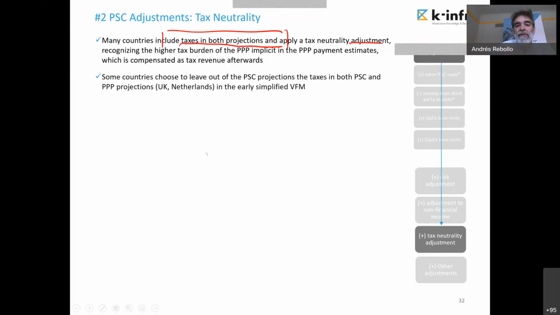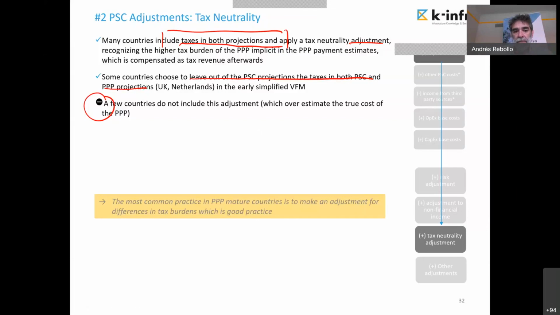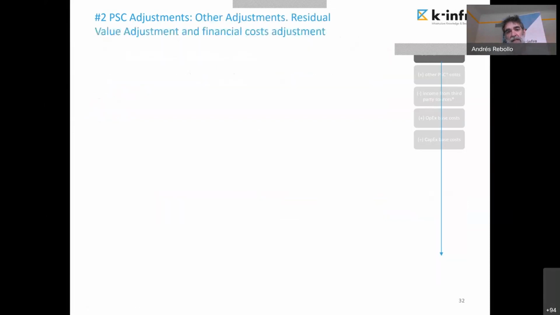Some countries leave out taxes from the PSC and from the PPP projections, and then typically they do a simple adjustment later on. Okay, not good practice. A few countries do not include this adjustment at all. In this case, we are not biasing again in favor of the PPP. We are biasing against the PPP because we are overestimating the true cost of the PPP, because the tax component is not a true cost for the government. Okay, the most common practice in PPP mature countries is to make an adjustment for differences. And this is good practice.